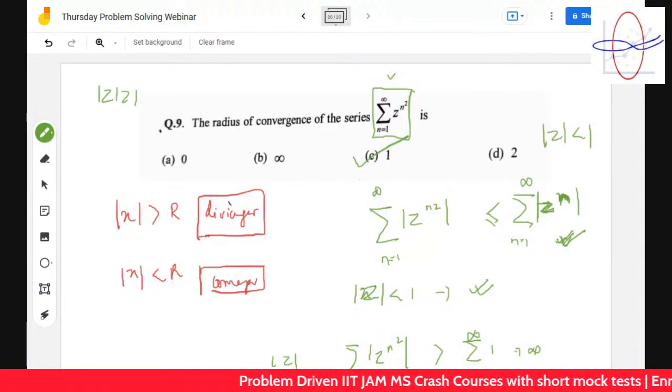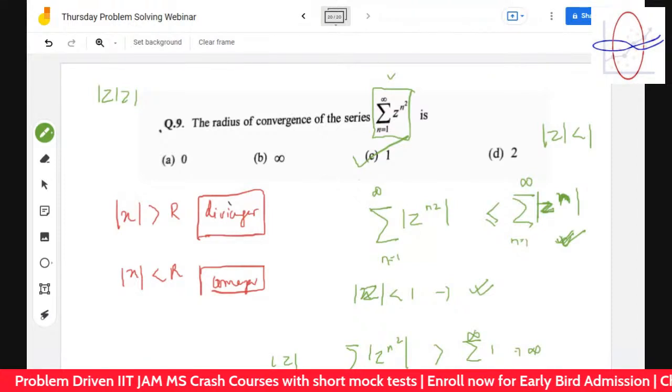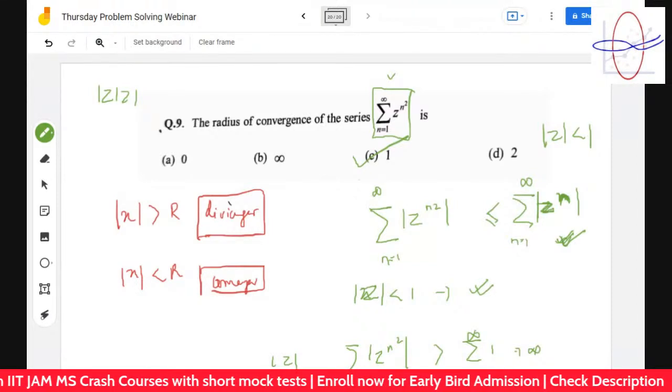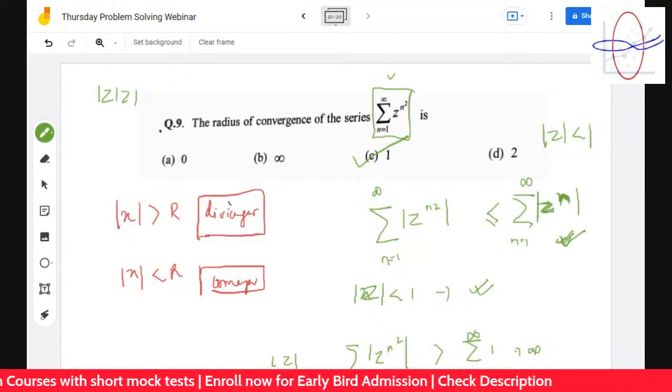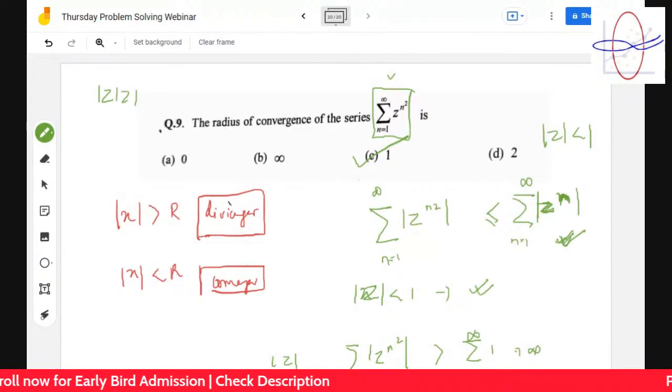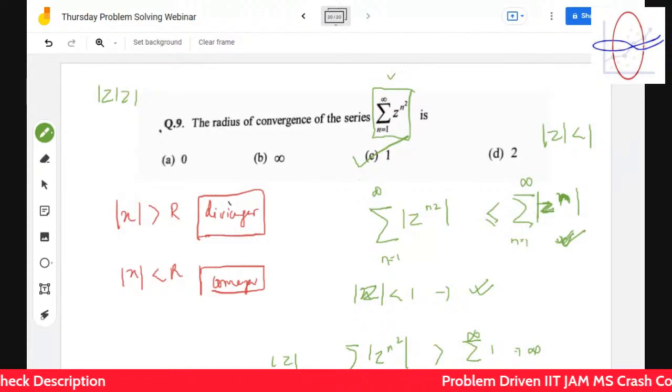So we have two methods here. One is the normal calculation that has been shown. Another is knowing the definition of power series and what the radius of convergence is. That is, for mod x greater than r it diverges, and for mod x less than r it converges. All of you clear with this, guys?